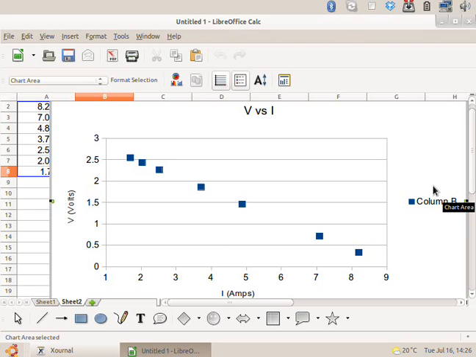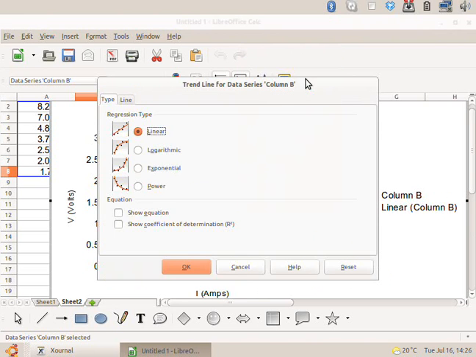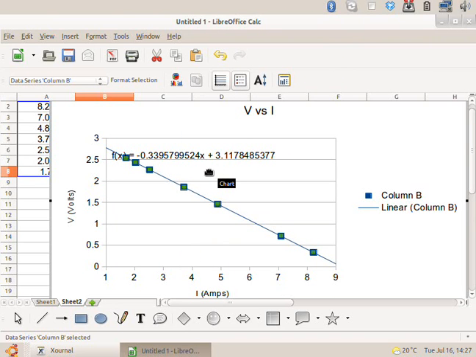The next part is to get the slope and intercept. So I'll do the insert trend lines, show equation. Can somebody, Brandon, can you just write this down, but just give me 3 significant figures, please. Zoe, thank you. V equals minus 0.3396 plus 3.1178, would say.